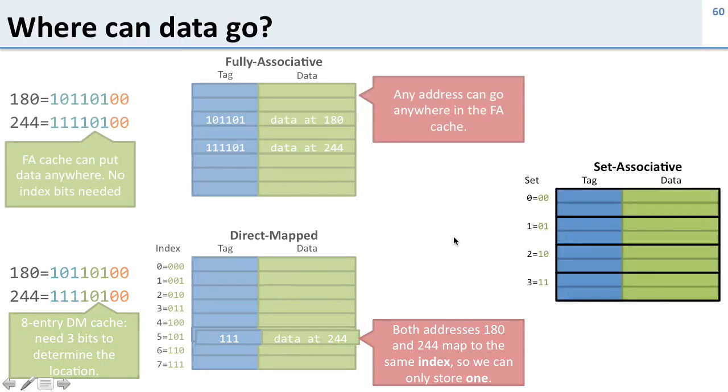Now the compromise between the two of these is a set associative cache. A set associative cache has some flexibility: you can put data anywhere you want within a set, but each address only maps to one set. So let's take a look at what we have here. Here's address 180. Where does that map into the set associative cache?